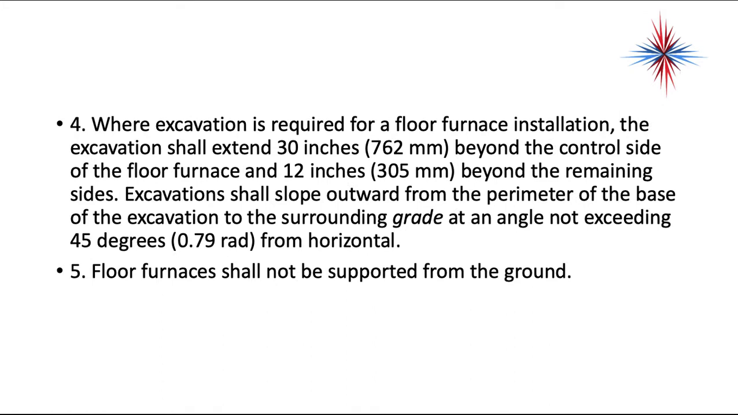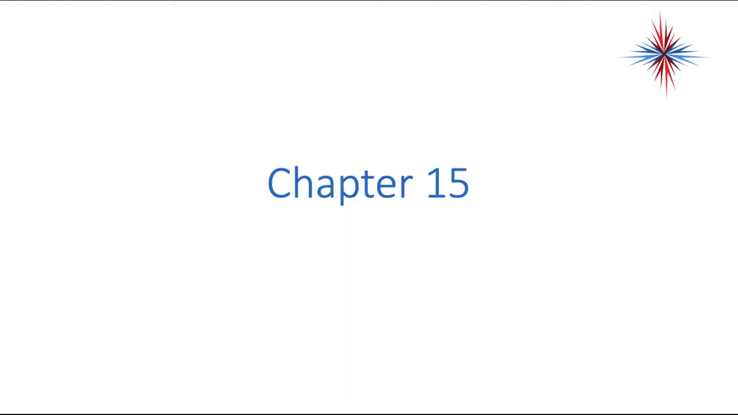Where excavation is required for floor furnace installation, the excavations shall extend 30 inches beyond the control side of the floor furnace and 12 inches beyond the remaining sides. Excavations shall slope outward from the perimeter of the base of the excavation to the surrounding grade at an angle not exceeding 45 degrees from horizontal. Floor furnaces should not be supported from the ground.